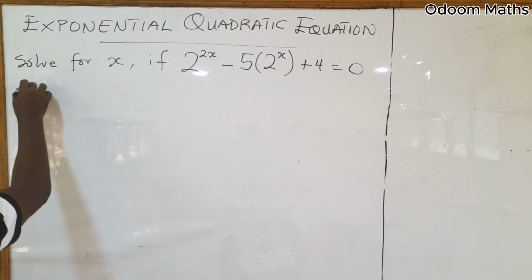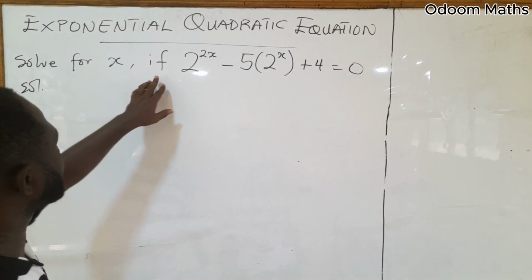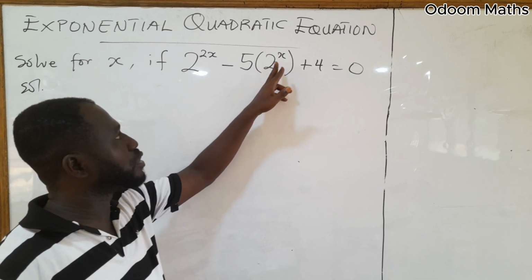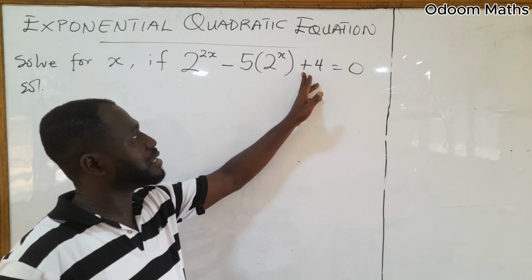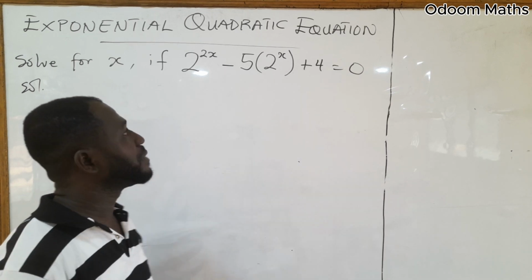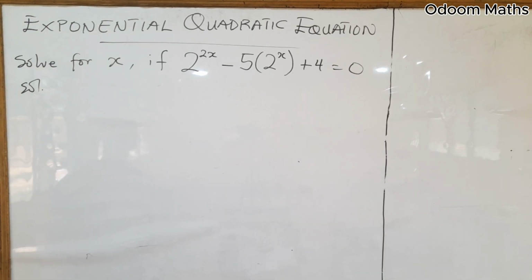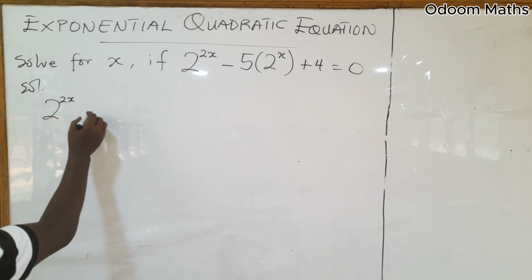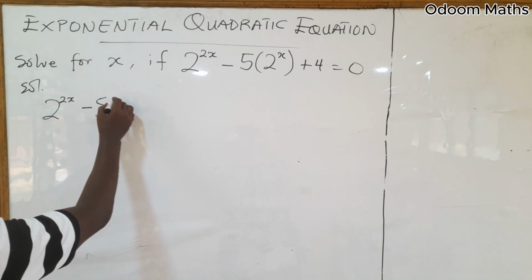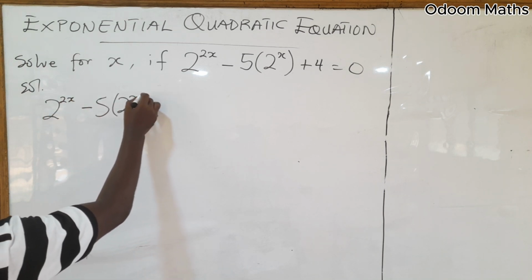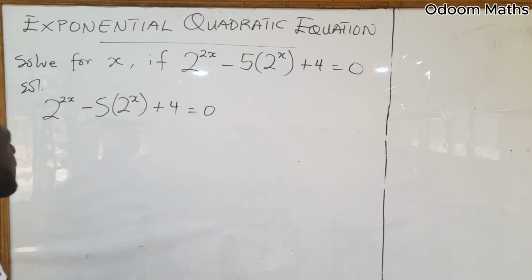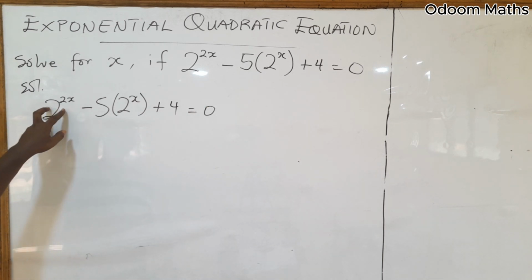So let's take an example and see how we can solve a question on this topic. We are told to solve for x if 2 to the power 2x minus 5 into bracket 2 to the power x bracket close plus 4 equals 0. Now let me rewrite the question. That is 2 to the power 2x minus 5 into bracket 2 to the power x plus 4 equals 0.